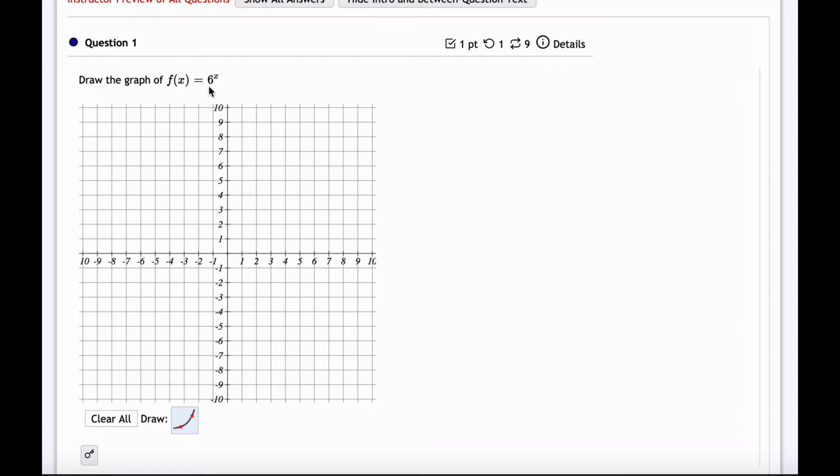What maybe I'd recommend you do is rather than do it that way, think about this as a times b to the x power. So there's an implied 1. It might help to think about this function as 1 times 6 to the x power. A is equal to 1 and b is equal to 6. And based on your value of a, see if you can figure out 1 point on the graph. And based on your value of b, see if you can figure out a second point on your graph.